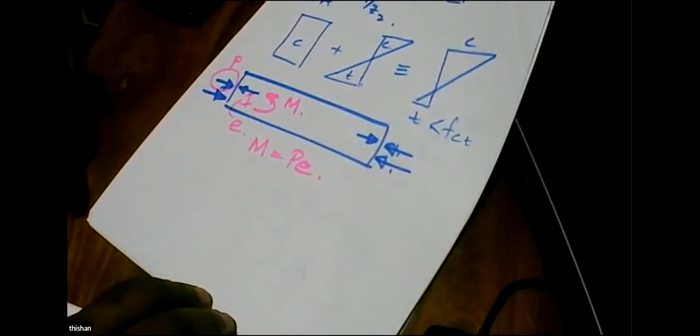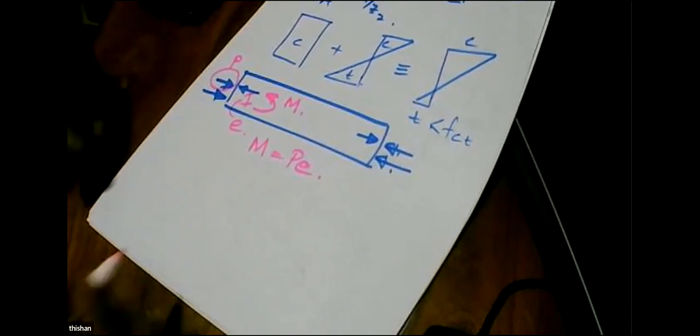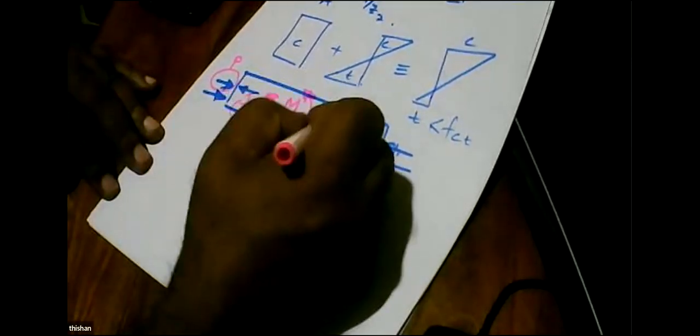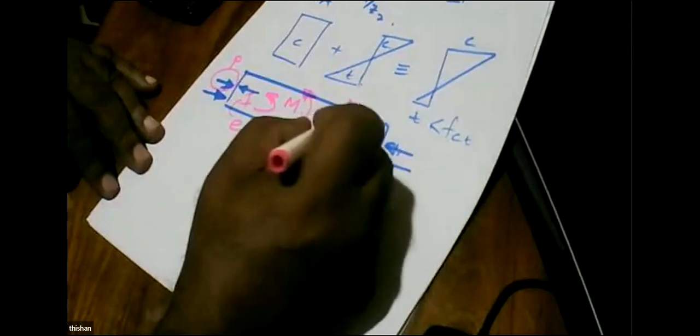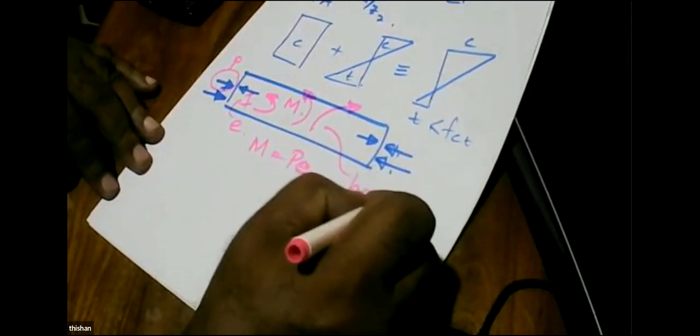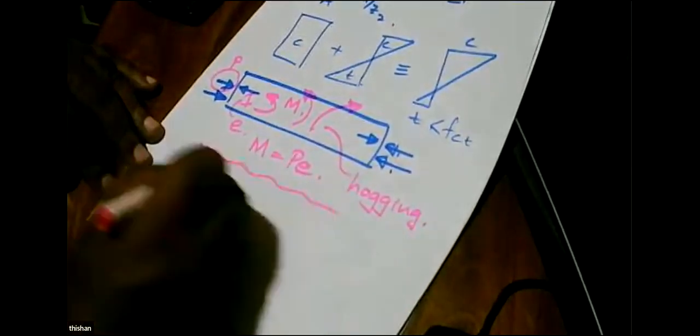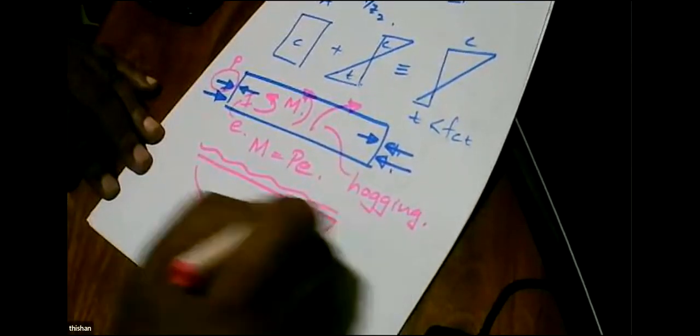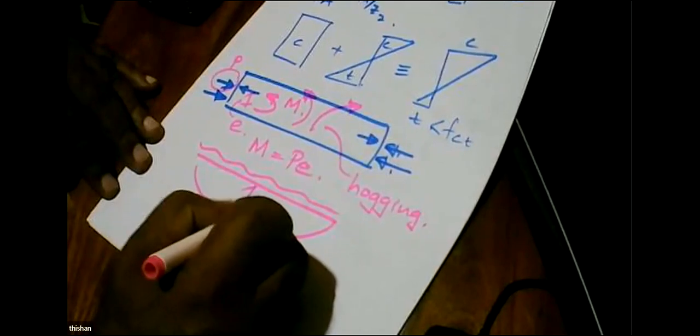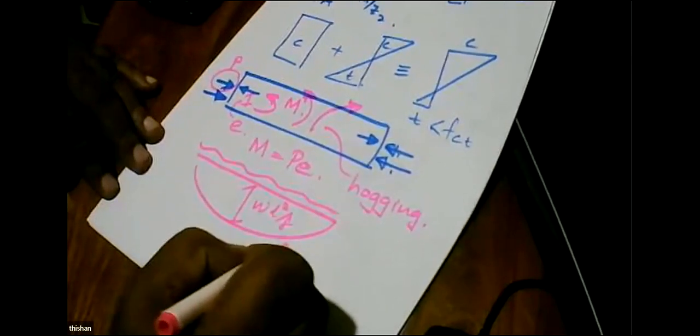Moment is equal to P times C, and you can see it's acting this way. The hogging moment. Whereas the loading on the beam will give us a sagging moment. Sagging.